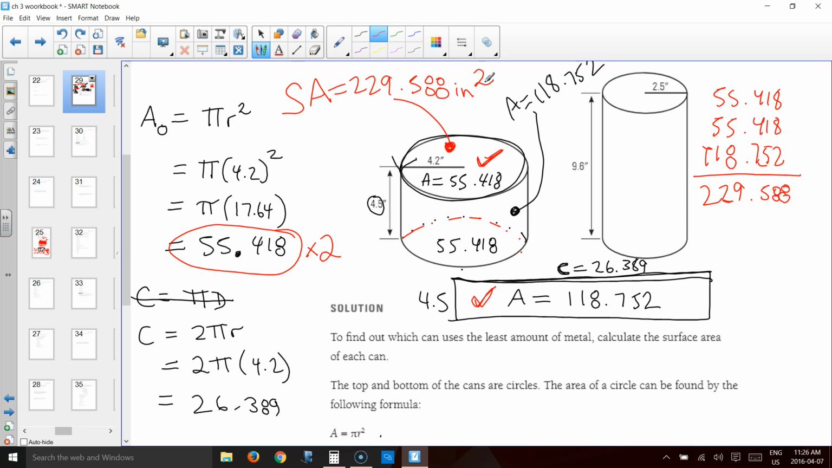So here's what I'm going to ask you to do. I'm going to ask you guys to find the surface area of that second can. You're going to have to find the surface area of the top, and also remember that that's the same as the bottom, and then you're going to have to find the surface area of the entire part that wraps around, total it all up, and see how much metal that is, and compare the two. Okay? So you guys go ahead and find that.